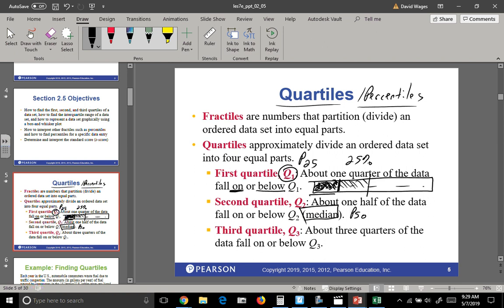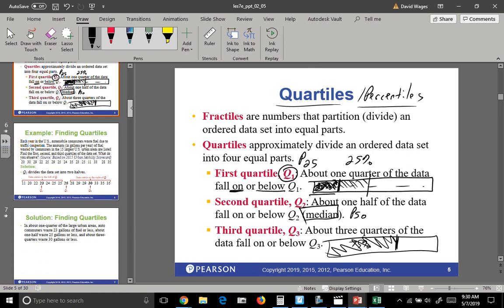Remember, the median is the middle of your data. And we don't mean halfway between the smallest and the largest value, but when we say median, we mean we have the same number of data points below as we do above. So the third quartile is the position in our data where 3/4 or 75% of the data falls at that value or below it.